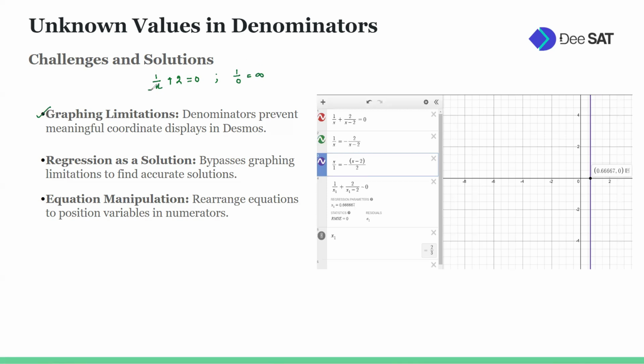Taking the value of x to the numerator is very crucial and important. That is the first part.